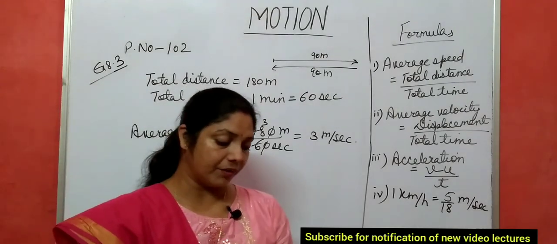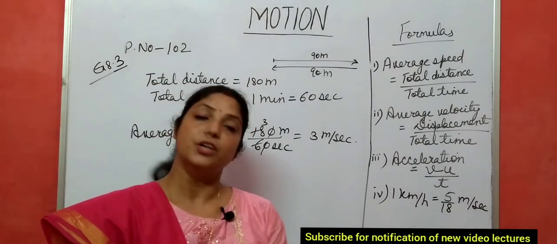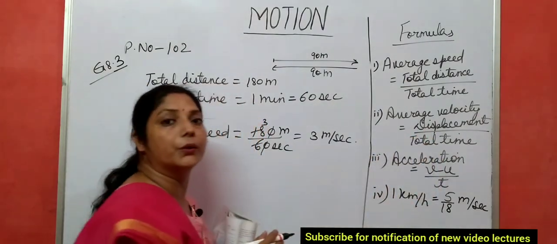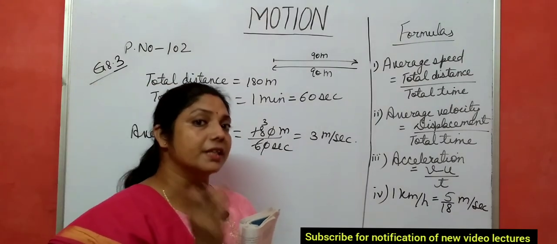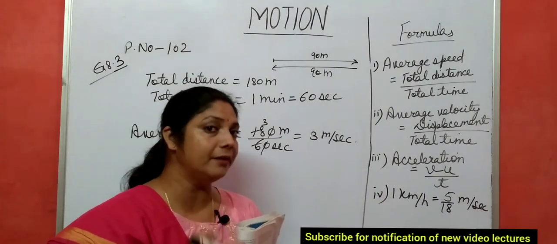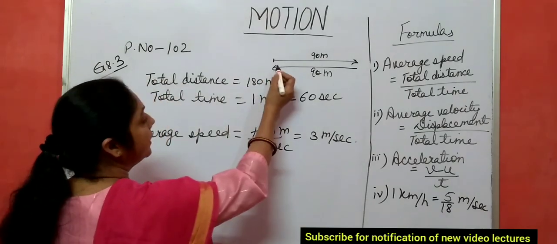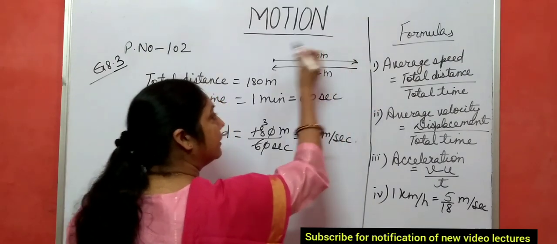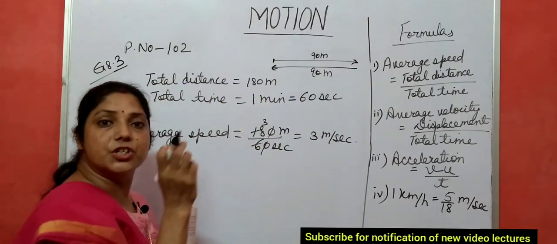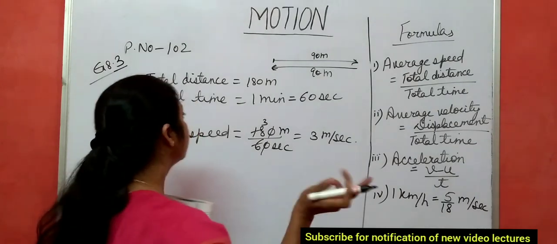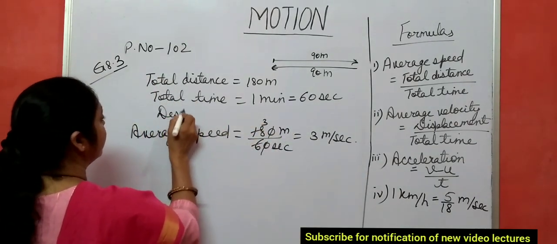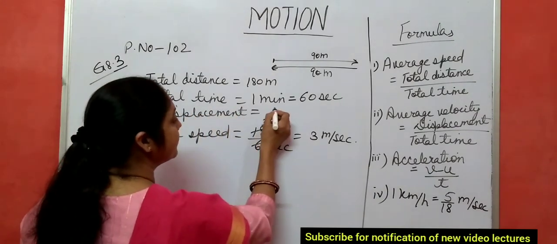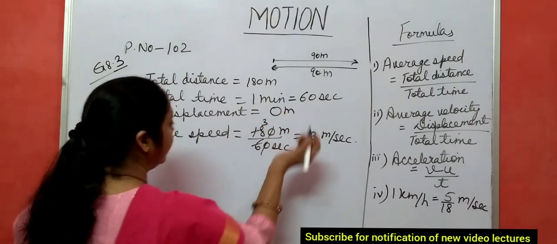Now, second part, you have to calculate average velocity of Usha. Average velocity is what? Displacement by total time. And displacement is what? The distance between initial position and final position. So initially, she starts from this position, reaches another end and again comes back to the same position. It means initial and final position are the same. So displacement is how much? If initial and final position is the same, displacement is 0 meter, right?